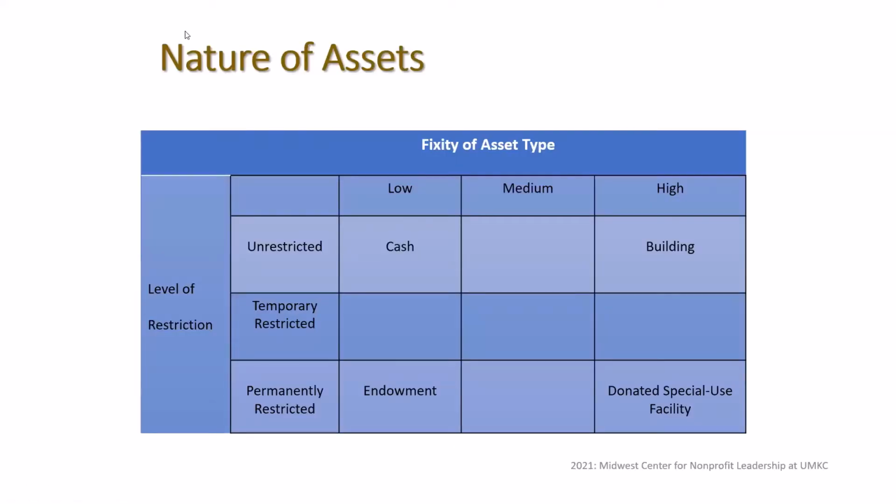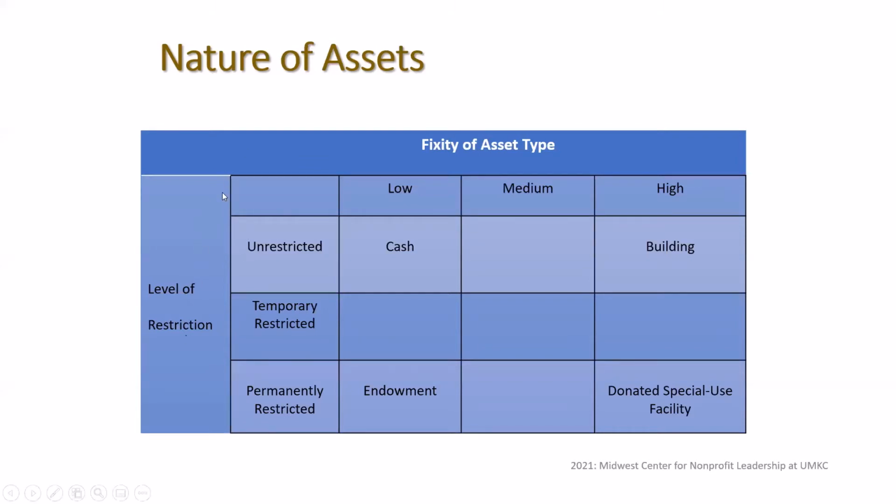So I just talked about it: fixity of assets, and the level of the restriction. When we think of level of restriction, I just talked about unrestricted, temporarily restricted, permanently restricted. When we think about how fixed a given asset is, low versus high, low you can look at as a liquid type asset, versus high, which is much more difficult to get rid of, to liquidate, or to utilize.